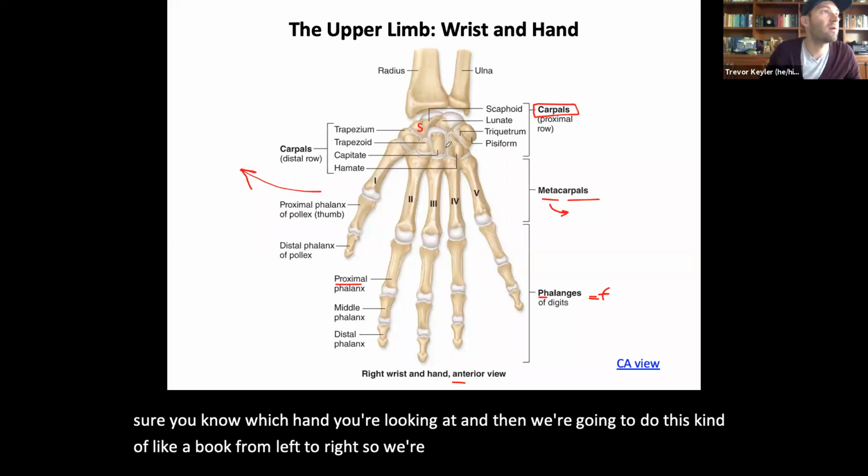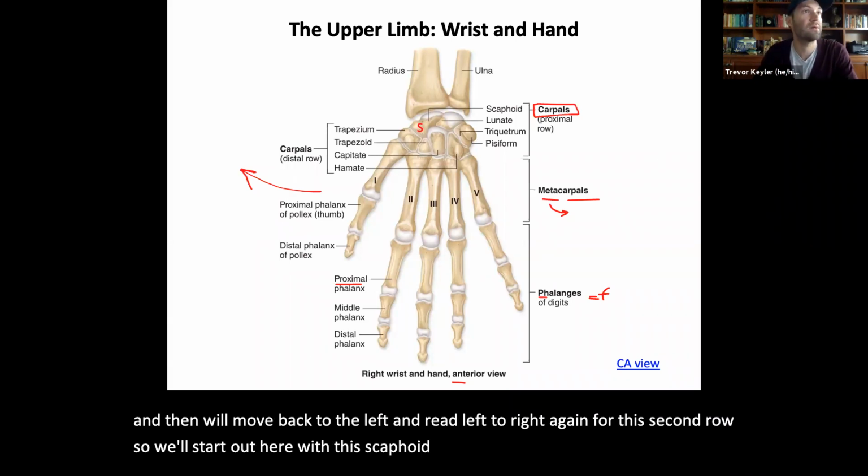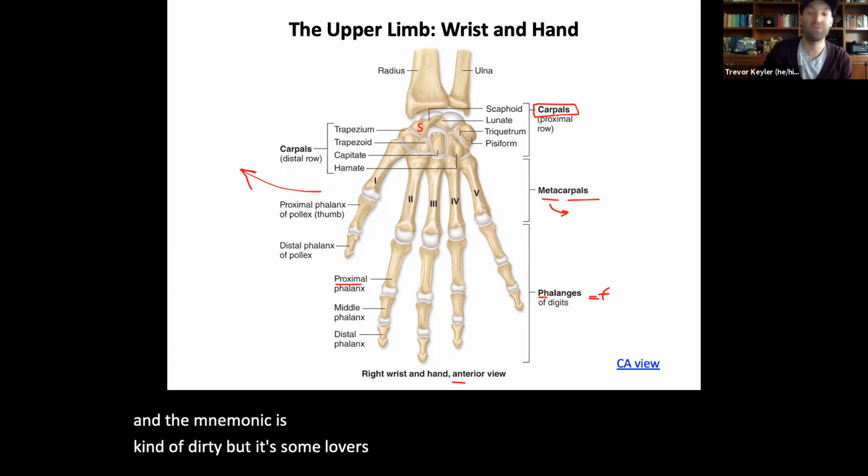So we'll start out here with this scaphoid bone, and I put a little S there for you. And the mnemonic is kind of dirty, but it's some lovers try positions they can't handle. Okay? If you want a cleaner one, you can do Sam likes to push the toy car hard. Okay? So let's work through that.